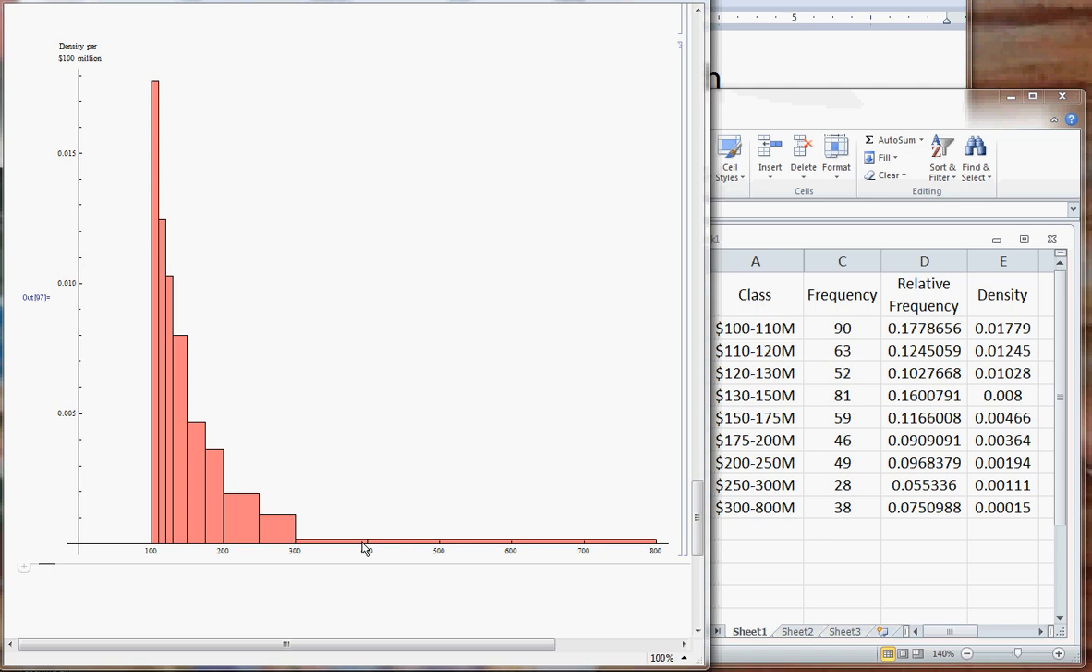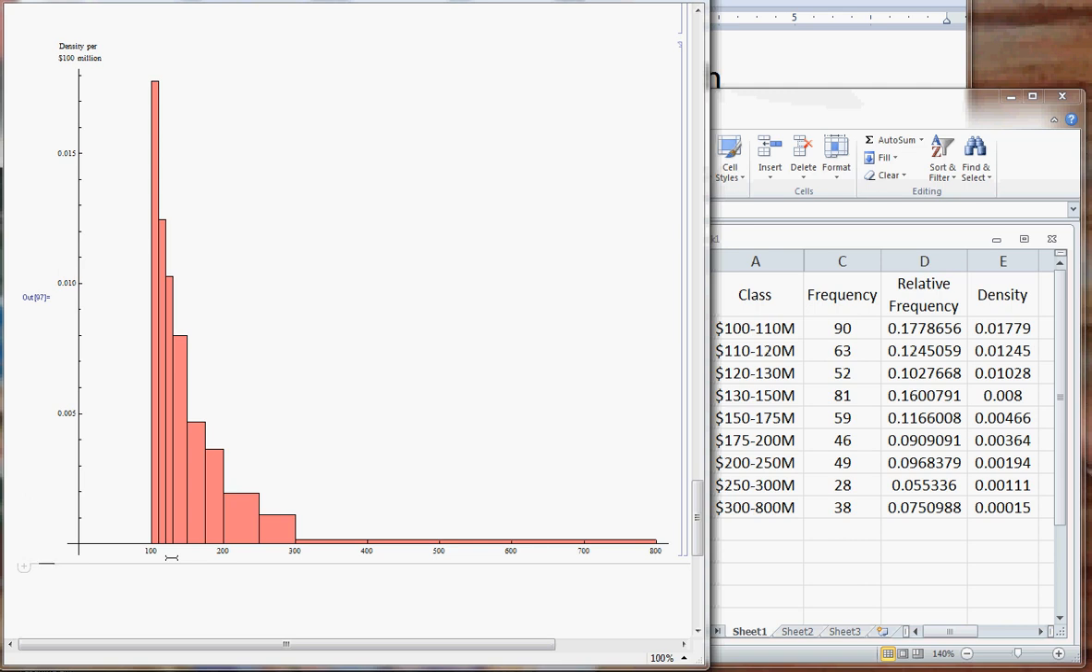So notice that this rectangle is much, much lower than all of the other rectangles, so that I have a more accurate representation as to how spread out the movies are in this much wider range compared to the much more jammed, crowded rectangle that you see from 100 to $110 million. So that concludes how to make a histogram.